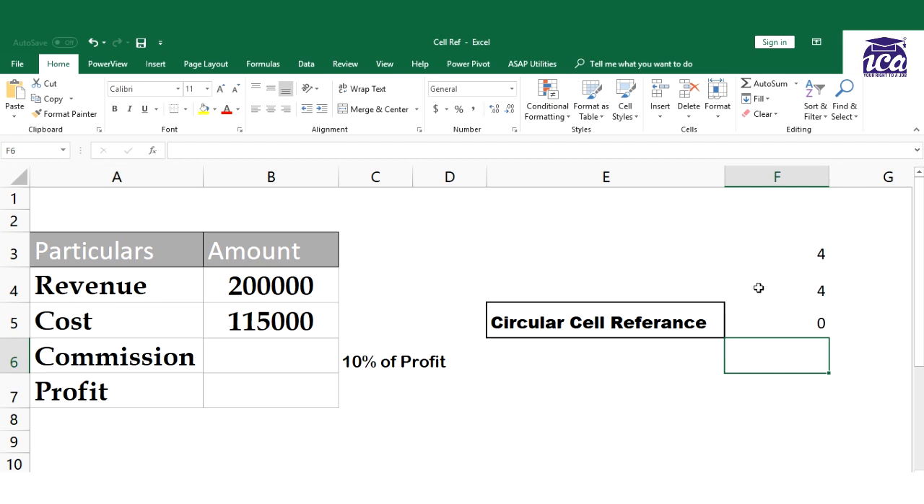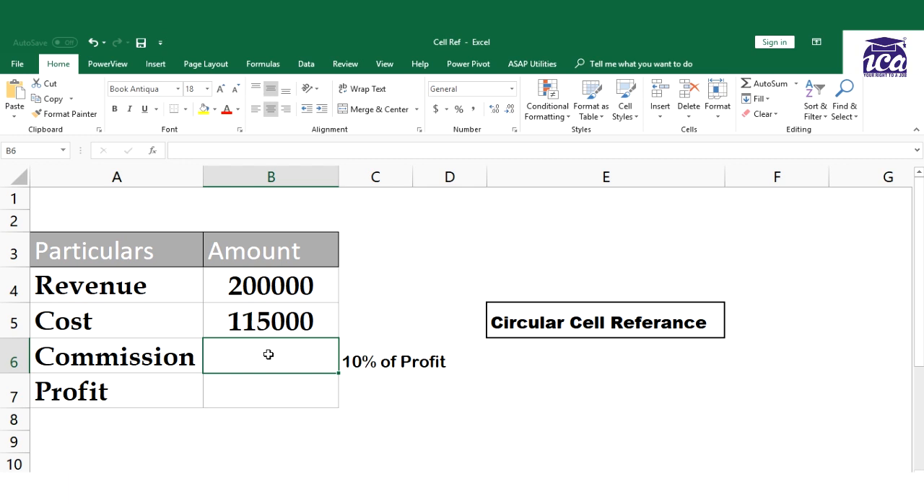So this was just a small example to give you an idea about circular cell reference. Let's move to a complete example through which we'll understand circular cell reference. Over here I have an example where the revenue is 2 lakh, the cost is 1,15,000, and I need to calculate commission and profit. Now what commission says is commission is 10% of profit.